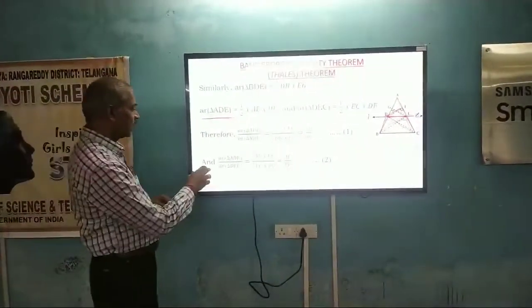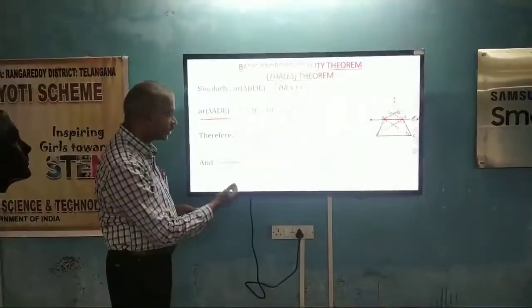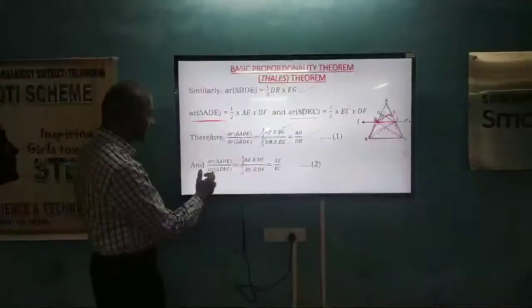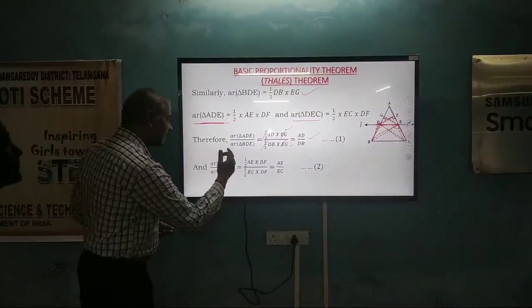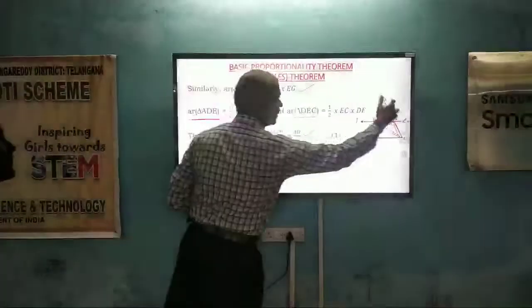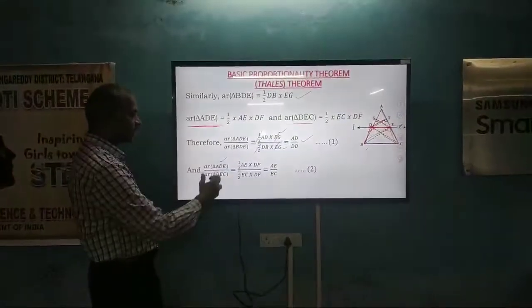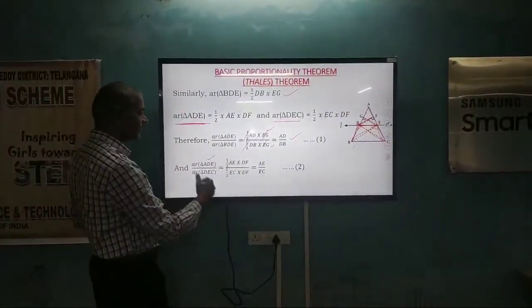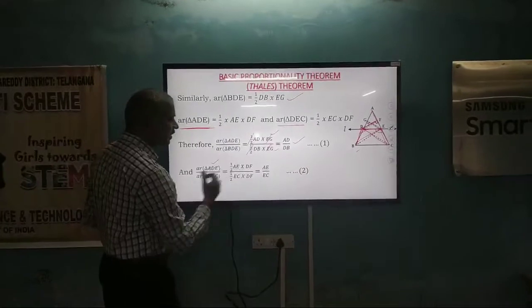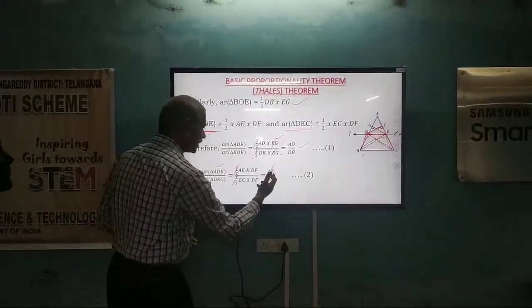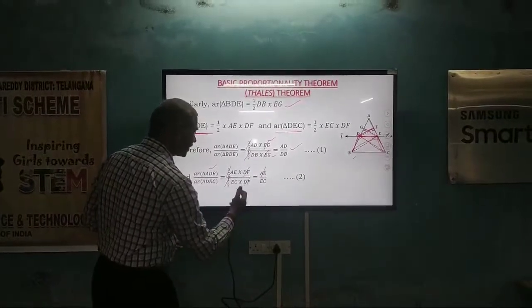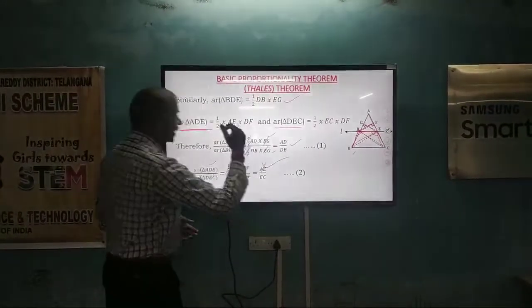Next, again, let us find the ratio of area of ADE by area of DEC. Here for area of ADE, we consider AE as base. In such case, half into AE into DF by half into EC into DF. Here also half gets cancelled, DF gets cancelled. We will get AE by EC.